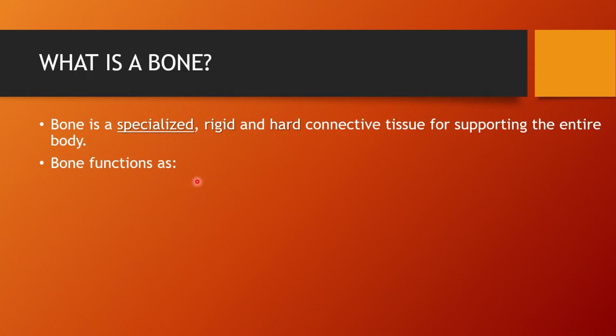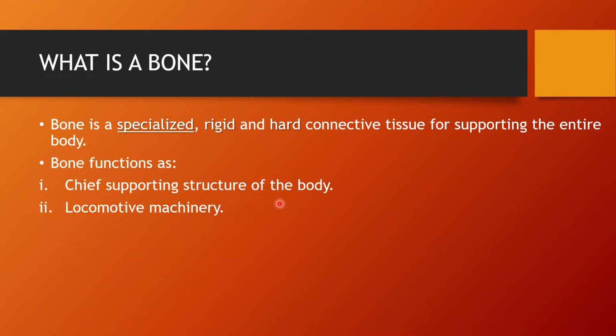The main functions of bones are that it is the chief supporting structure of the body, as we have discussed. Bone is also the locomotive machinery, because when bone moves, our body moves. We locomote with the help of our bones in the joints and with the help of muscles. The bone also functions to protect the internal organs and cavities. The pleural cavity is protected by the ribs. The perineum, the genitalia, is protected by the hip bone.